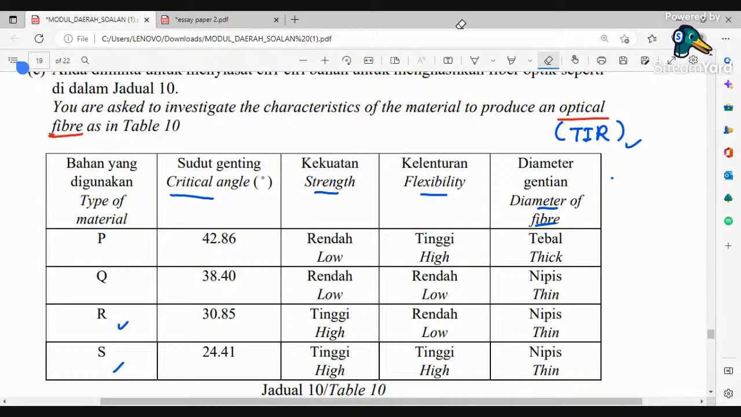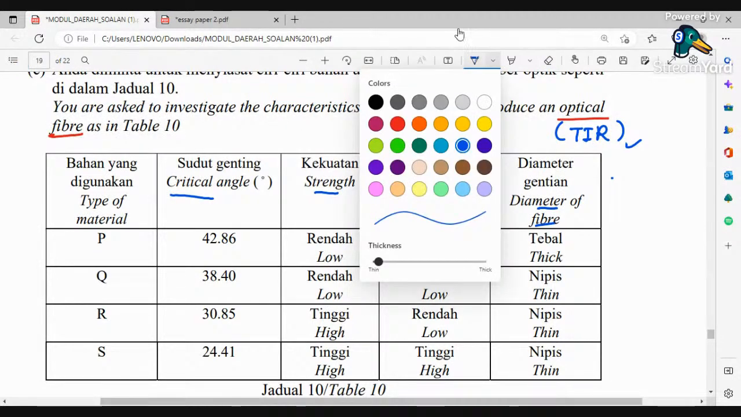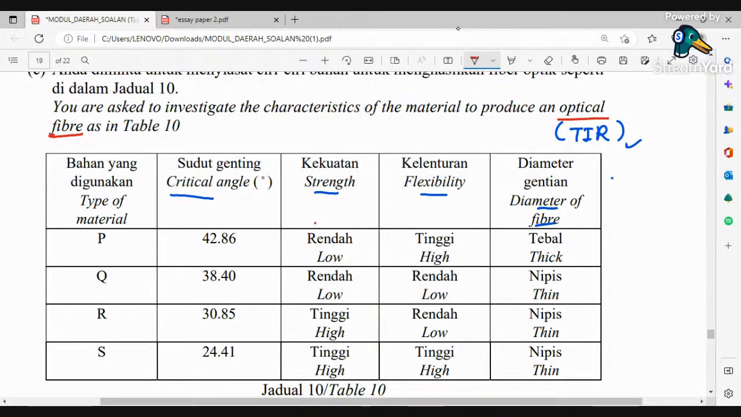So I will just remove which one I think is not suitable. Maybe I remove the two which are higher. I just take these two, because I want to check more. Strength must be high, of course. I don't want it to break easily, correct or not? So I don't want this low.